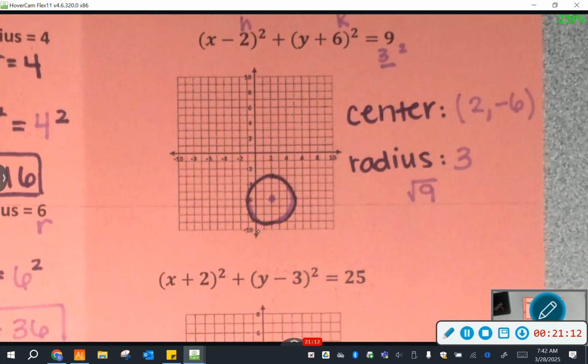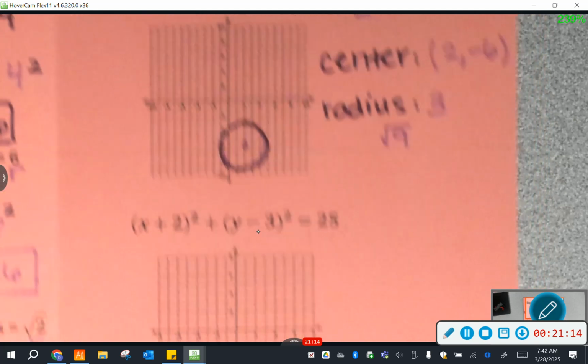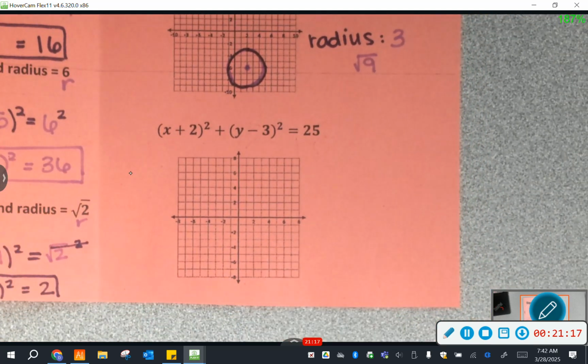All right, I want you to try the next one on your own. Give me the center. Give me the radius. Don't graph it yet. Just give me the center and the radius.